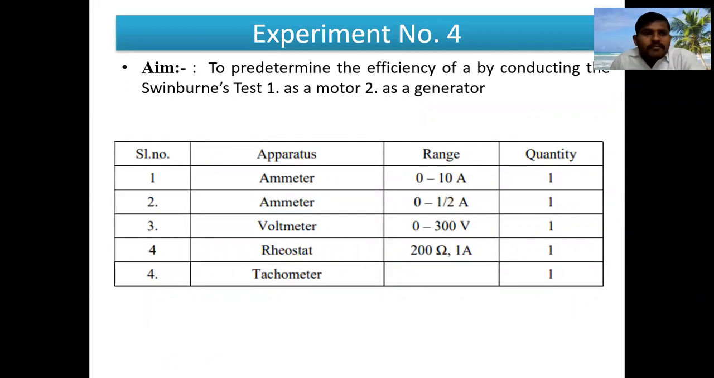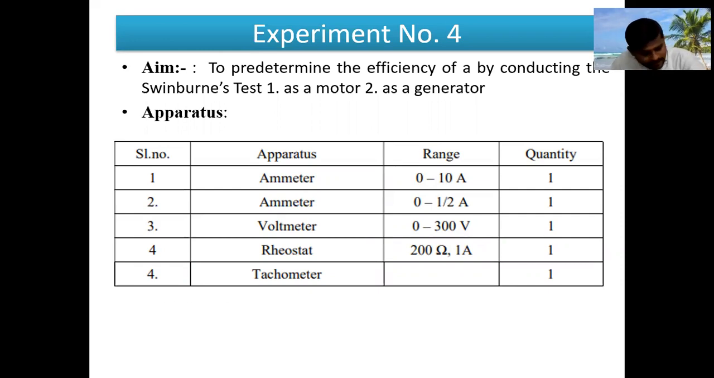See, the aim of this experiment is to determine the efficiency of the DC machine by conducting the Swinburne test. DC machine किंवा DC motor ची efficiency calculate करायची आपल्याला by performing the Swinburne test.